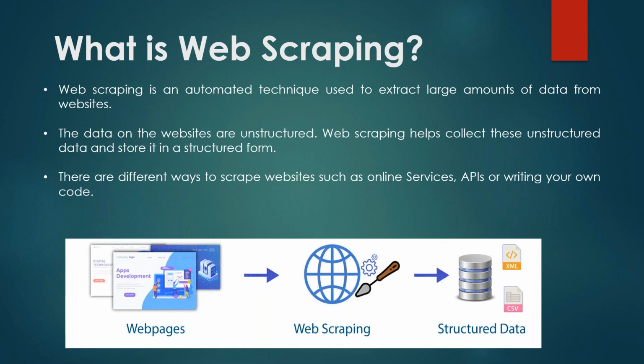So next is what is web scraping. As I told you, web scraping is an automated technique used to extract large amounts of data from websites. The data on the websites is unstructured. Web scraping helps collect this unstructured data and store it in a structured form. So on the websites, data is basically present in an unstructured format, so we need to store it in some kind of structured format after scraping. There are different ways to scrape websites, such as online services, APIs, or writing your own code.